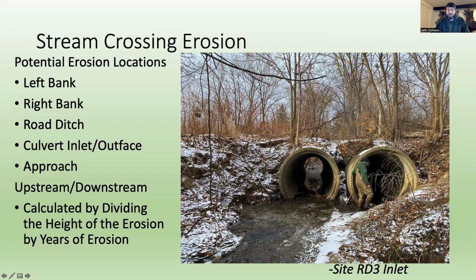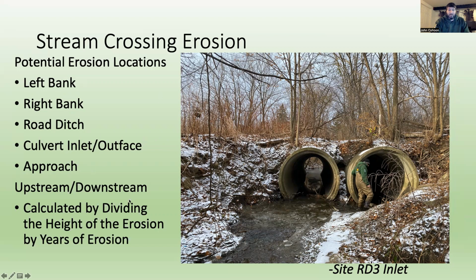We didn't have road ditches at this particular location, but a road ditch would be sort of along this road, so they would also be going parallel with the road and perpendicular with the stream. So this is the culvert inlet. The outlet is actually this area over here on the other side of this pipe. And then the approach, like I had explained before.